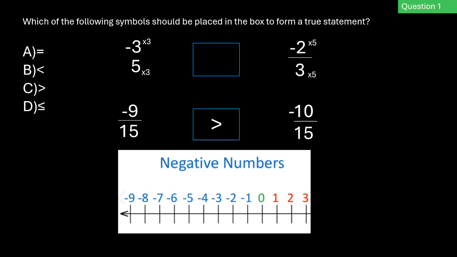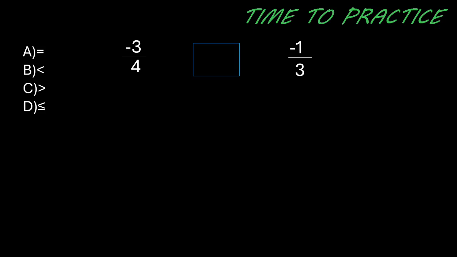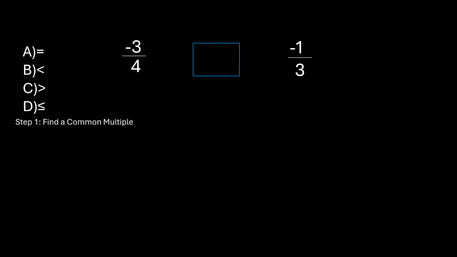All right, let's practice one on your own. You can pause the video here to give yourself more time, but you have -3/4 and you have -1/3. Find your common multiple: list the multiples of 4, list the multiples of 3. Then find the number that's common to both your 4 and your 3. That number is your denominator. Whatever you do to your denominator, you have to do to your numerator.